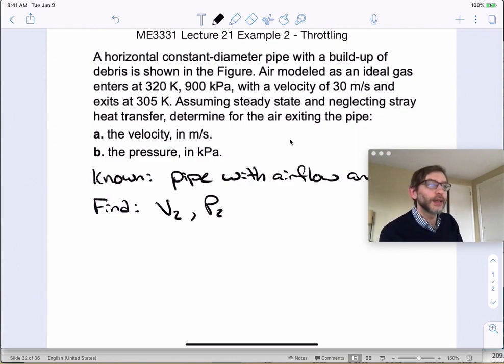Okay. The way we're going to do this is, first, let's make a diagram.